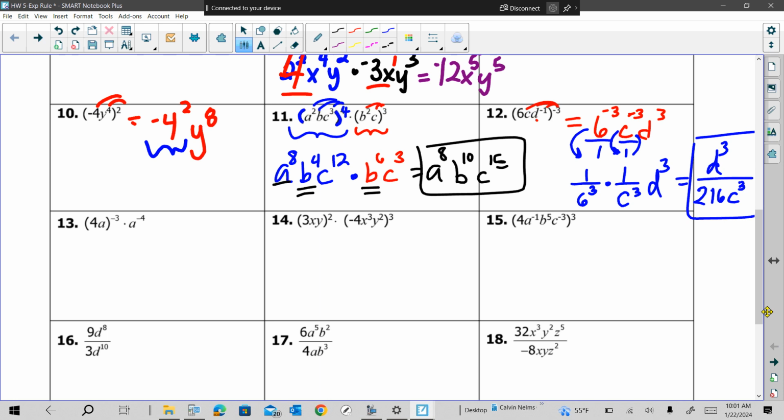Which goes on top of that? Positive powers go on top. So this was a positive 3, so it went on top of the fraction. These are on the bottom already, so they stay on the bottom.